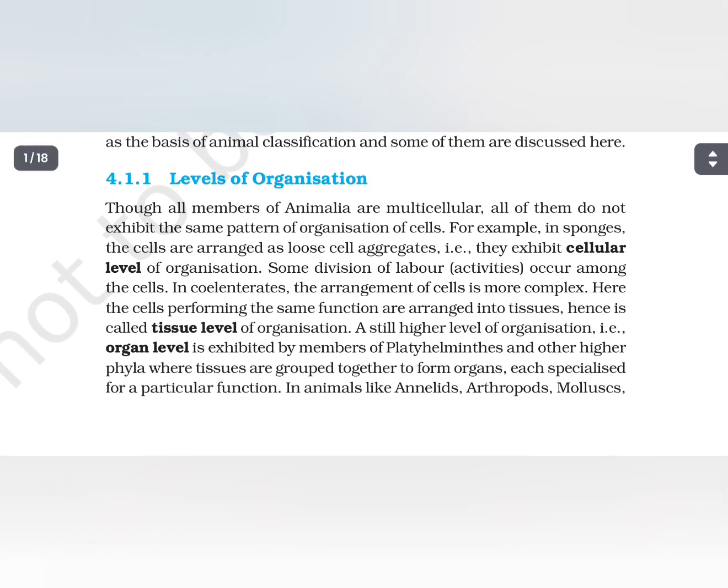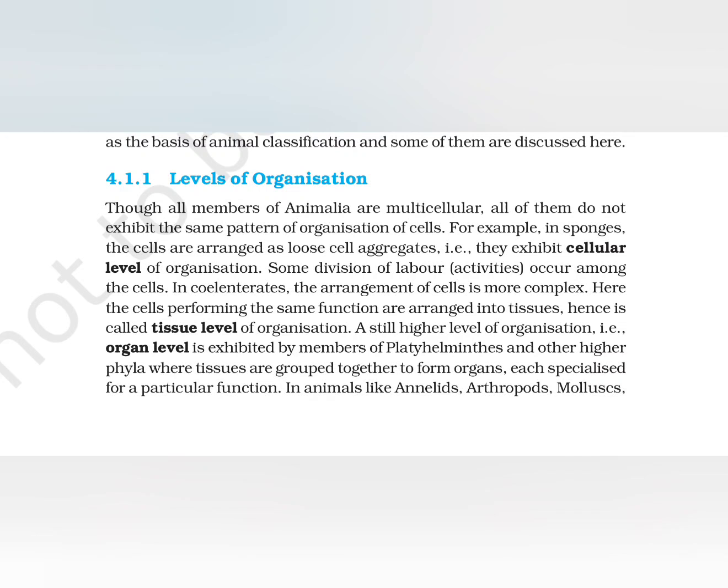Levels of organization. Though all members of Animalia are multicellular, all of them do not exhibit the same pattern of organization of cells. For example, in sponges, the cells are arranged as loose cell aggregates, that is, they exhibit cellular level of organization. Some division of labor activities occur among the cells. In coelenterates, the arrangement of cells is more complex. Here, the cells performing the same function are arranged into tissues, hence it is called tissue level of organization.